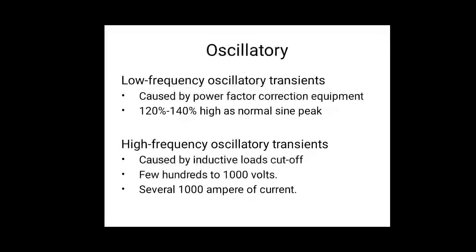Then oscillatory transient. Again, it is categorized into three: low frequency, high frequency, and extremely high frequency. In low frequency, it is caused by power factor correcting equipments, which has 120 to 140 percent of the normal value. Then high frequency oscillatory transient, which is caused by inductive load cutoffs, which has few to 100 volts and several thousand amperes of current.